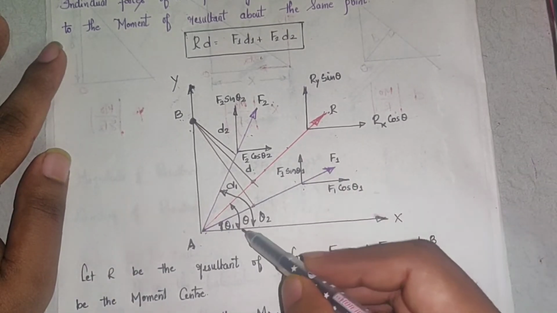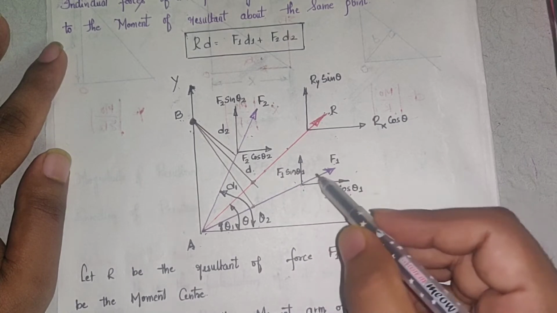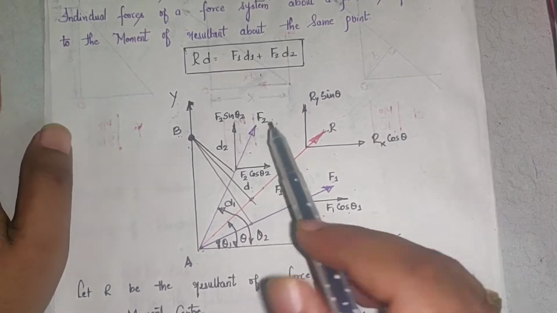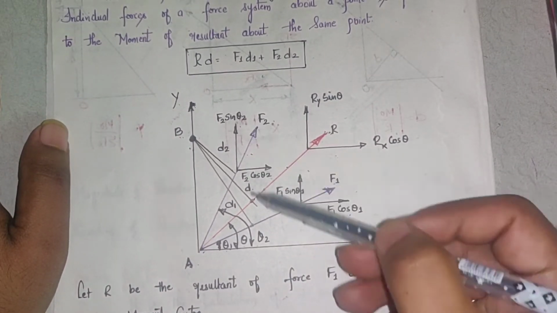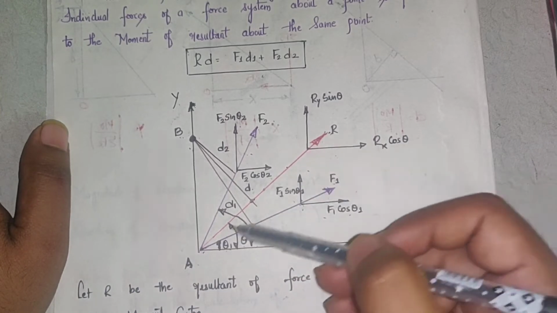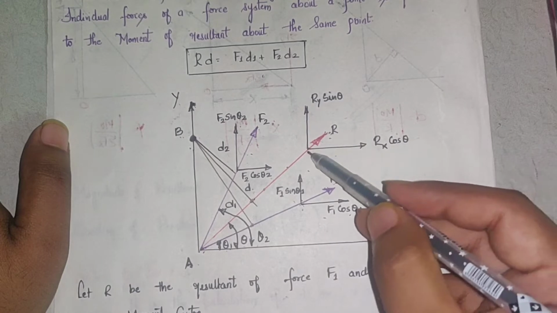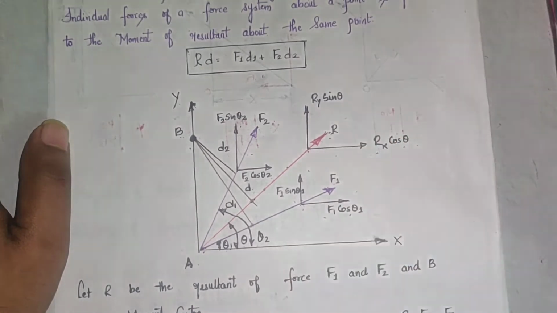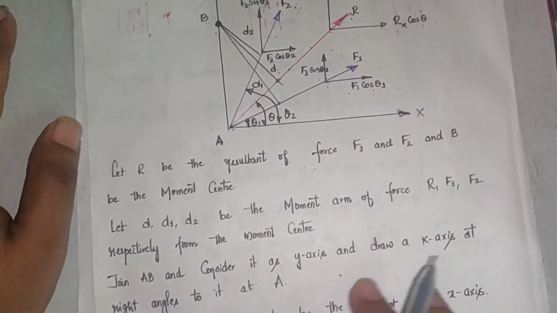Force F1 is making angle theta 1, so I'll resolve this force F1 into F1 cos theta 1 and F1 sin theta 1. Similarly, force F2, I'll resolve into F2 cos theta 2 and F2 sin theta 2. Similarly, I'll resolve the resultant R, which is making angle theta, into R cos theta and R sin theta. So, some theory about the theorem.